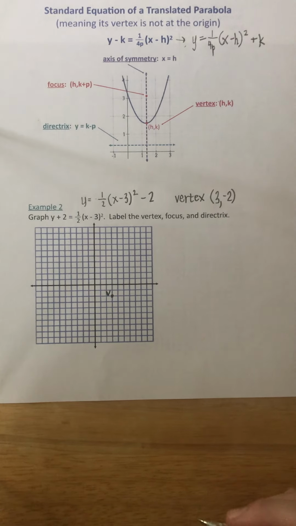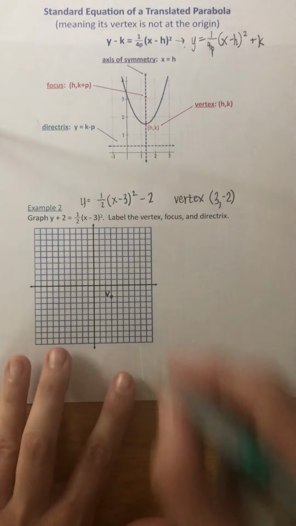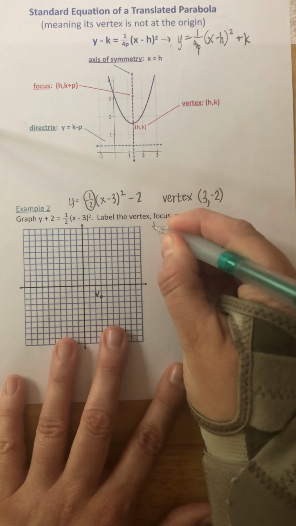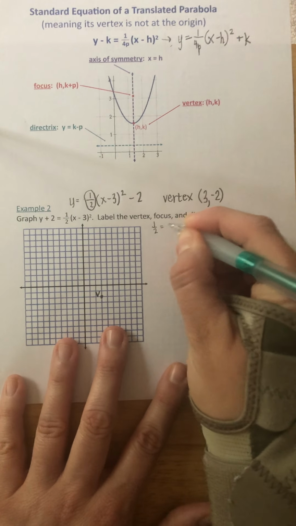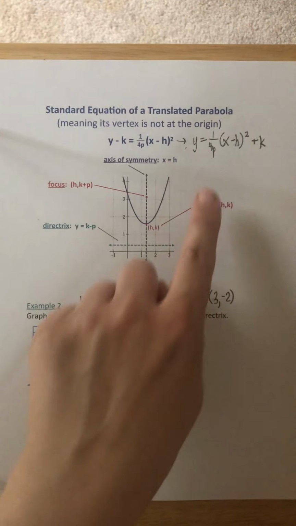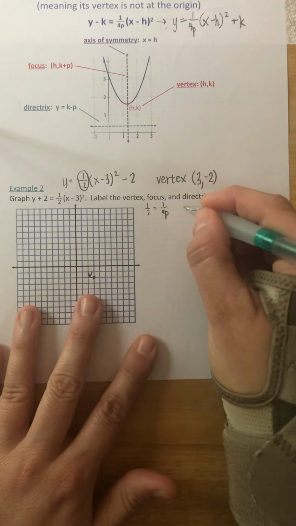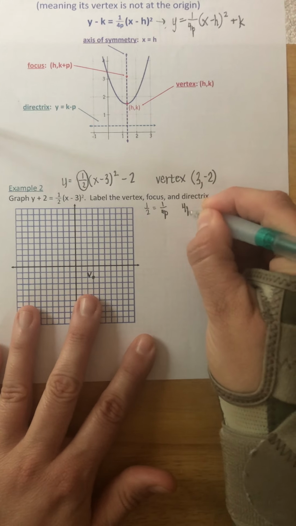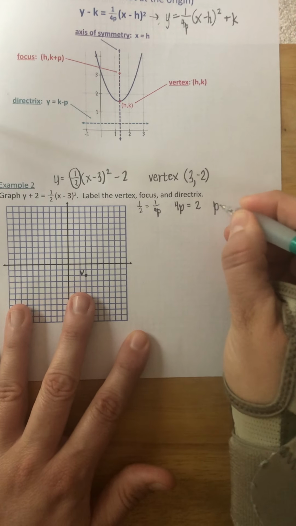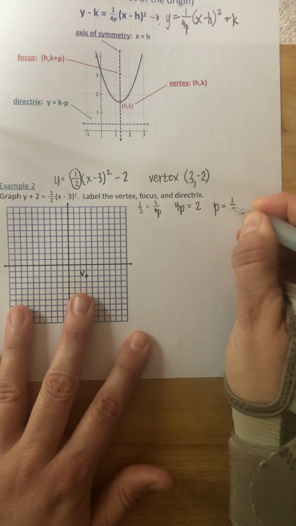Okay, now let's identify P. I'm going to take that fraction right there, the 1/2, and set it equal to 1 over 4P. Again, that comes from the formula. I'm going to cross multiply. So if I cross multiply, I get 4P equals 2. And if I divide both sides by 4, that means that P is 1/2.